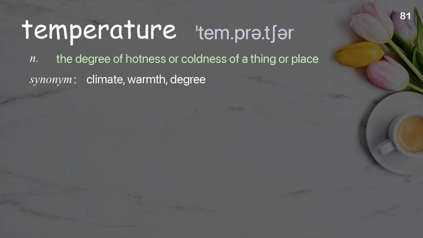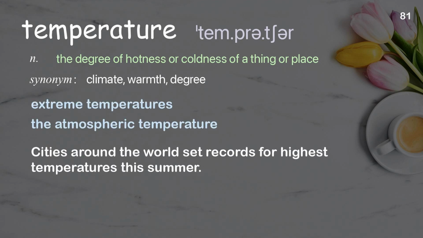Temperature: The degree of hotness or coldness of a thing or place. Examples: extreme temperatures. The atmospheric temperature. Cities around the world set records for highest temperatures this summer.